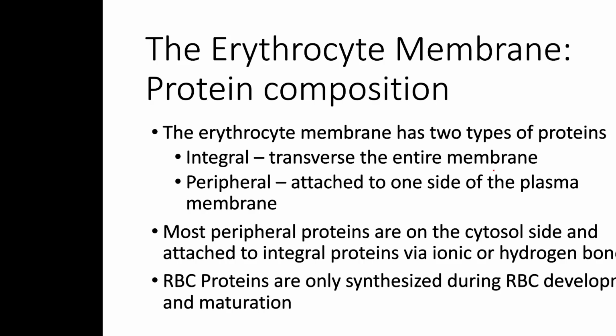So the membrane has two different types of proteins. We have integral proteins that traverse the entire membrane, versus the peripheral proteins, which are only attached to one side of the cell membrane. Most proteins are only found on the cytosol side, and their job is to be attached to integral proteins. RBCs can only synthesize all the proteins they ever need right before they lose the nucleus. Once that nucleus becomes pyknotic and is extruded, you literally can't turn back.